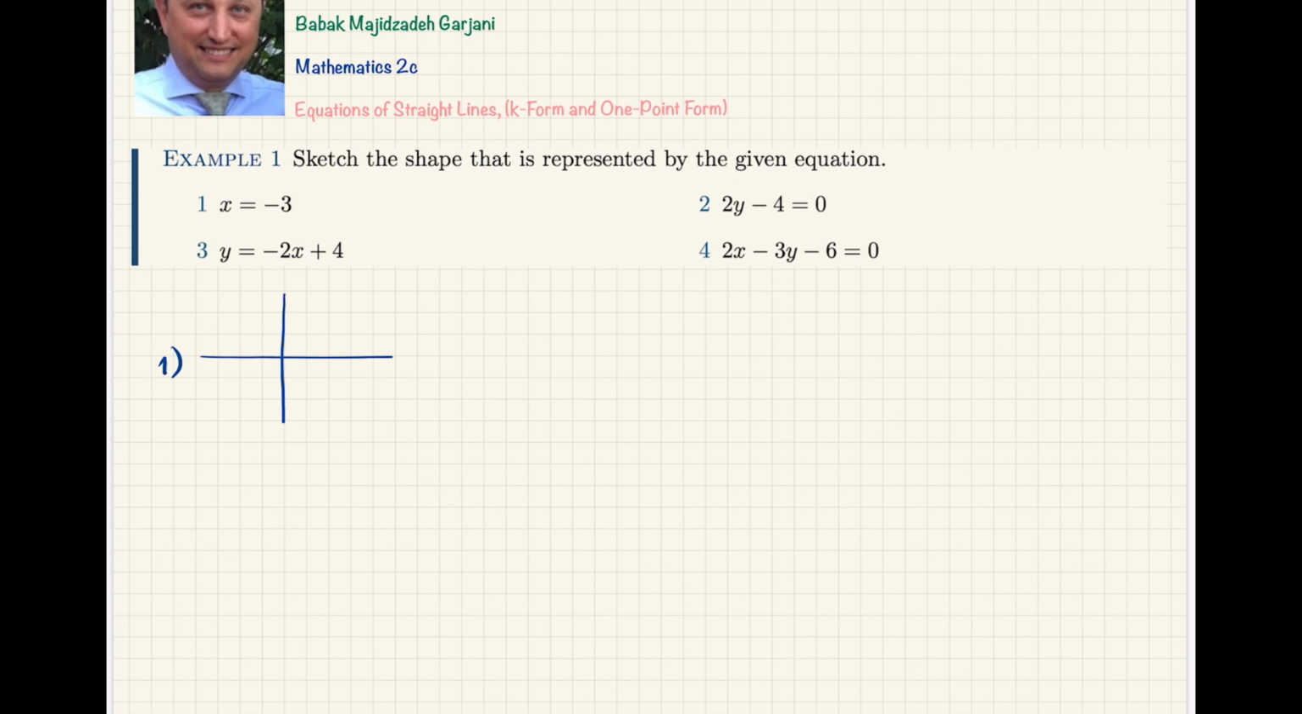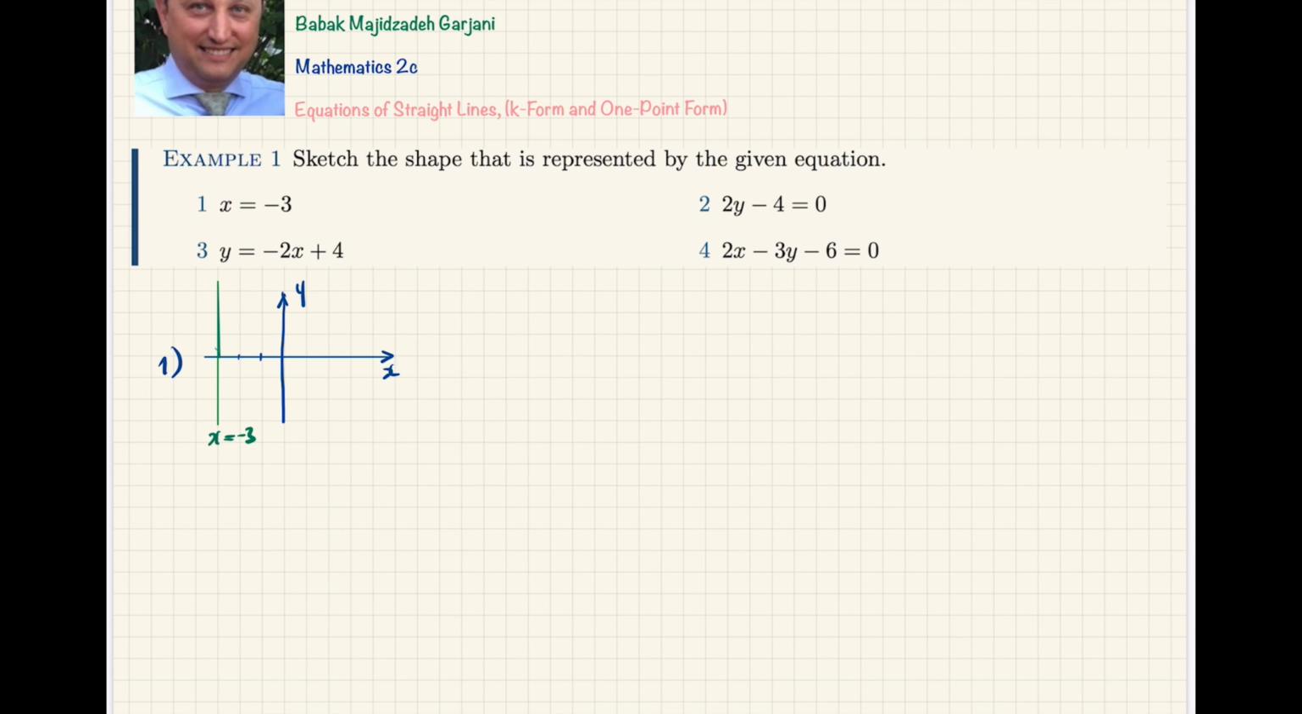So let me just do it very quickly. So 1, -2, -3. If you want to sketch that graph, this would be a sketching of that line. So this is x equal to -3, and of course this is the x-axis and this is the y-axis.